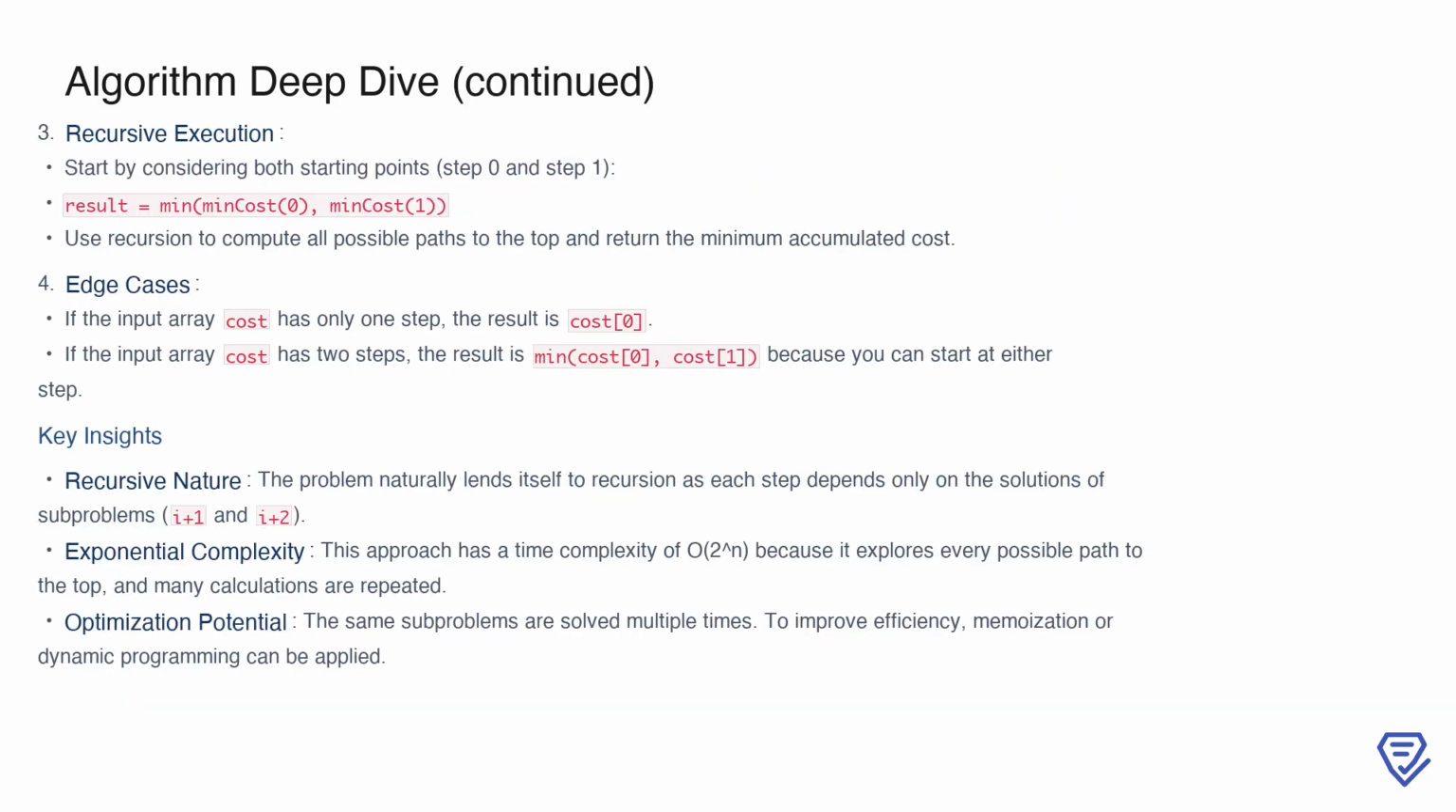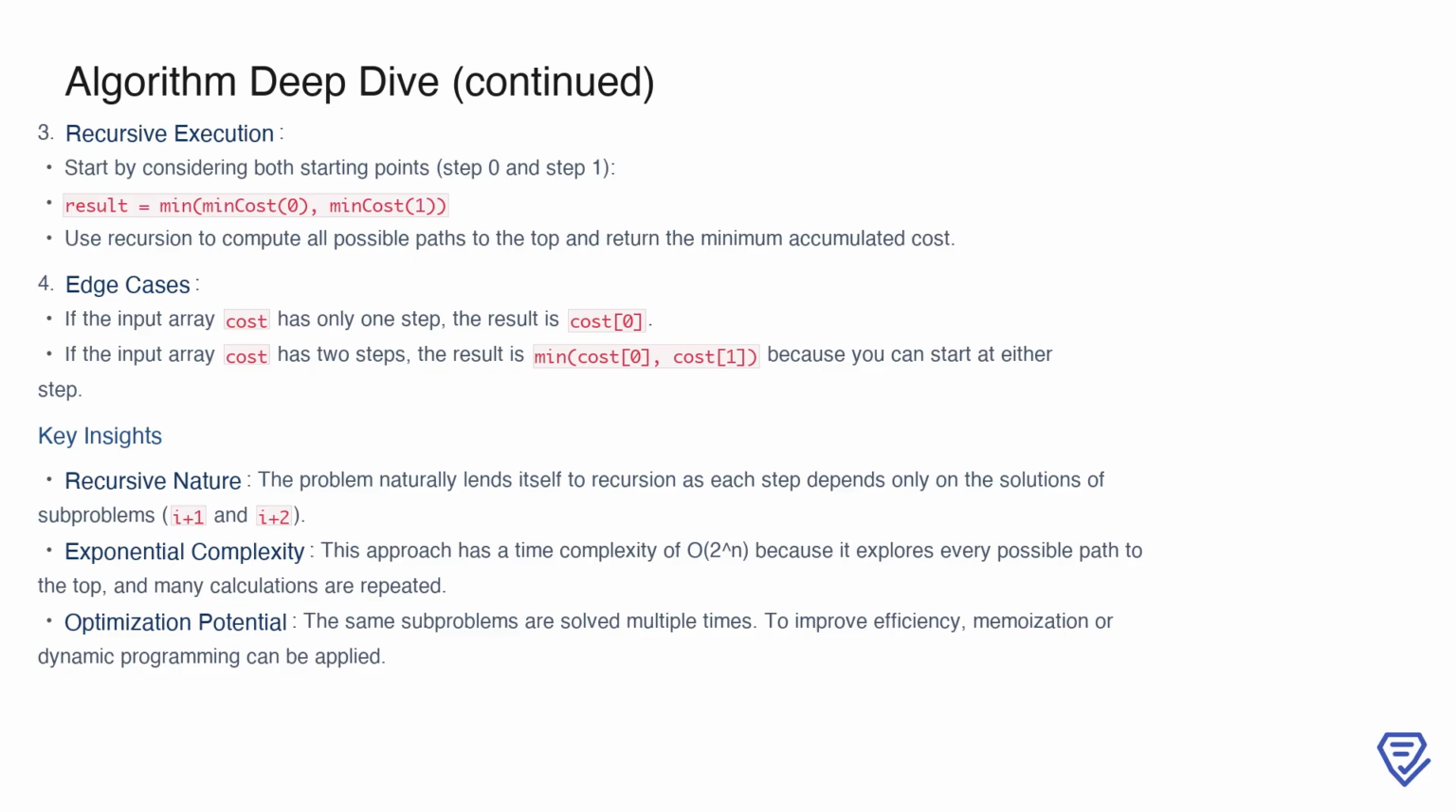Once the recursive function is defined, we calculate the result by considering both starting points, step 0 and step 1. The result is simply the minimum of minCost(0) and minCost(1), which ensures we find the least expensive path to the top. While this approach explores all paths, it's important to think about edge cases. For instance, if the input array has only one step, the result is simply the cost of that step.